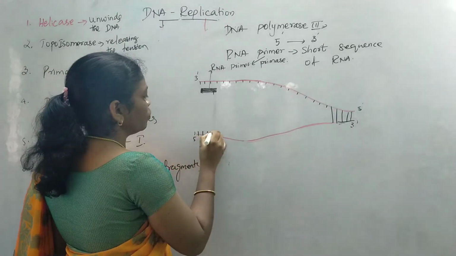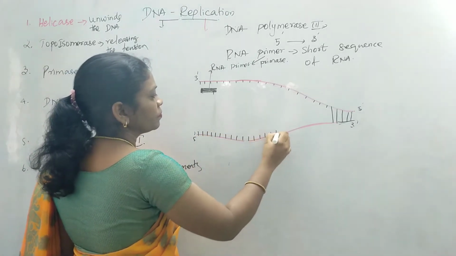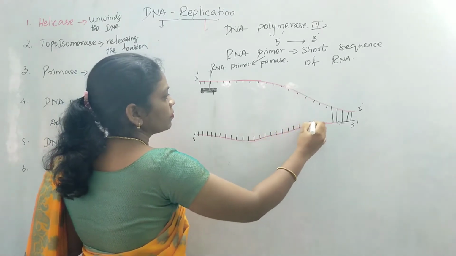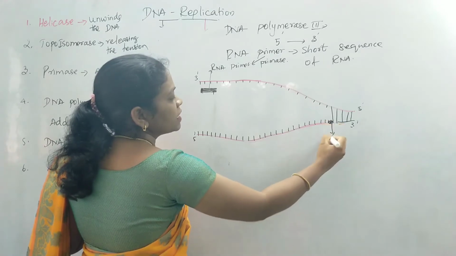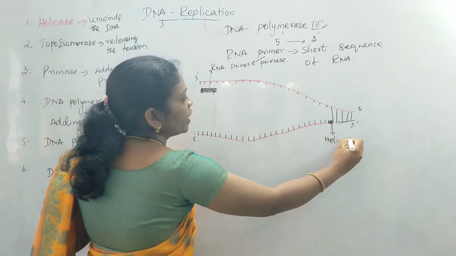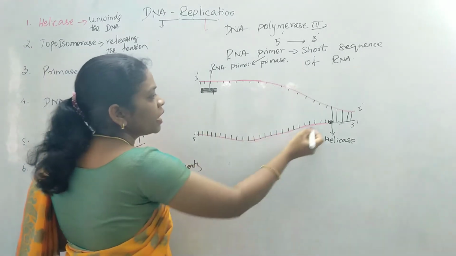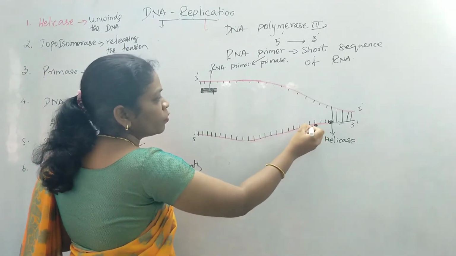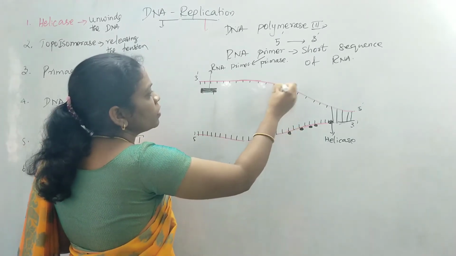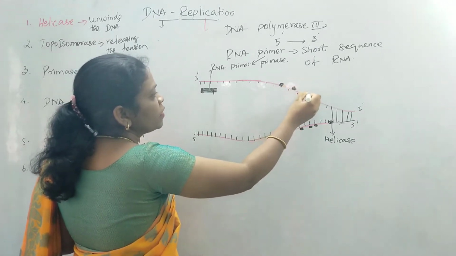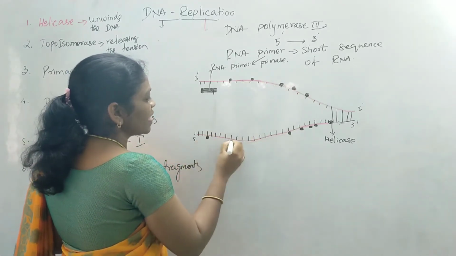Here also you can find nucleotides. Here the enzyme helicase attaches, where they unwind the DNA strand, that is the parental strand, into two separate strands. And here you can find a number of proteins attached to these DNA strands on both sides. These proteins are known as single stranded binding proteins.